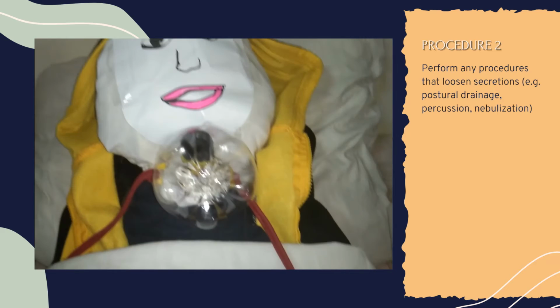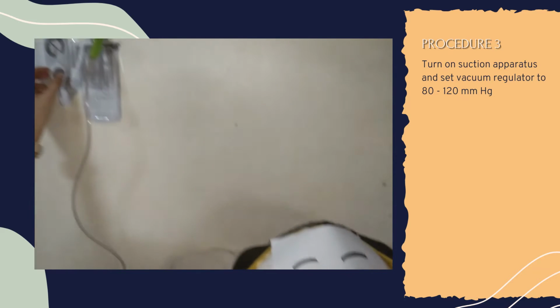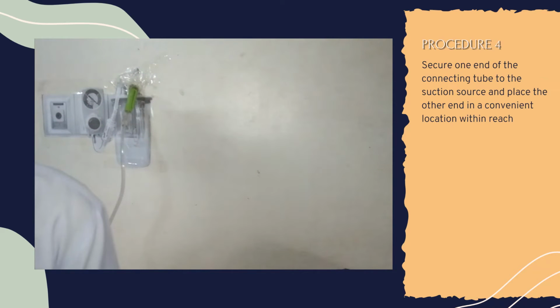Perform any procedures that loosen secretions such as postural drainage, percussion, or nebulization. This helps to loosen secretions for easy suctioning. Turn on suction apparatus and set vacuum regulator to 80 to 120 mmHg. This ensures the right pressure is given to the client, as too much pressure can damage the trachea. Secure one end of the connecting tube to the suction source and place the other end in a convenient location within reach. This prepares the suction apparatus.